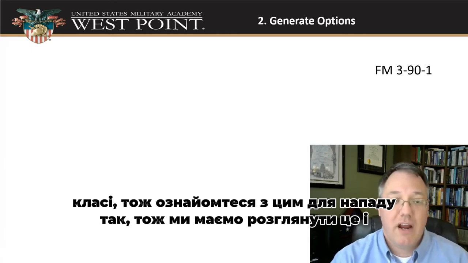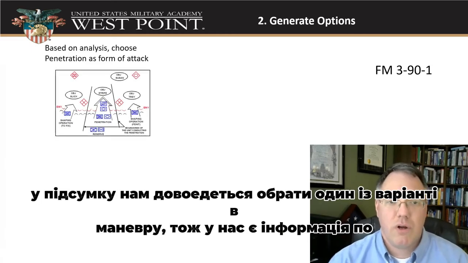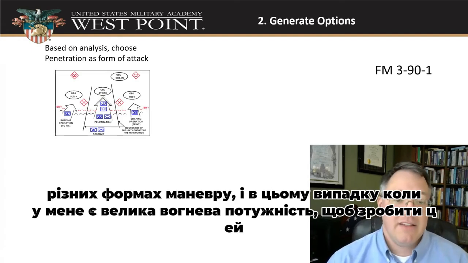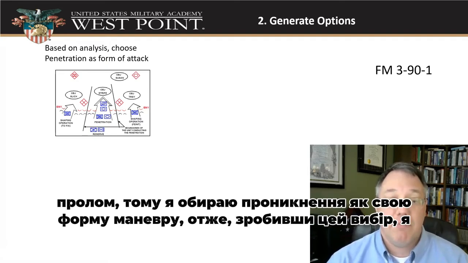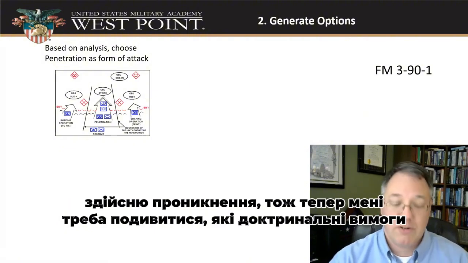We can look in there, and we're going to end up having to choose one of our forms of maneuver. There's information there about the different forms of maneuver, and in this case, I've got large firepower and I need to penetrate through that breach, so I choose to do a penetration as my form of maneuver. All right, so I make that choice.